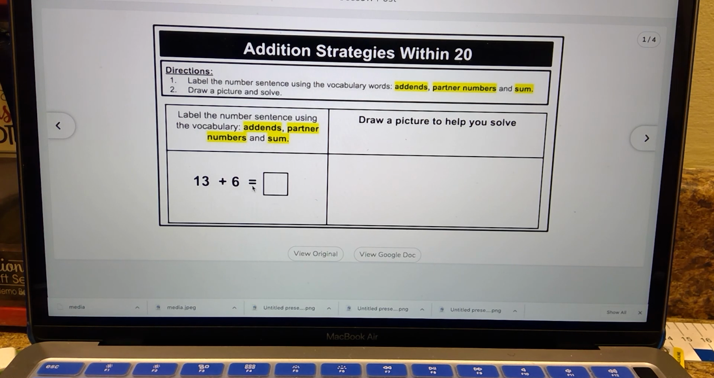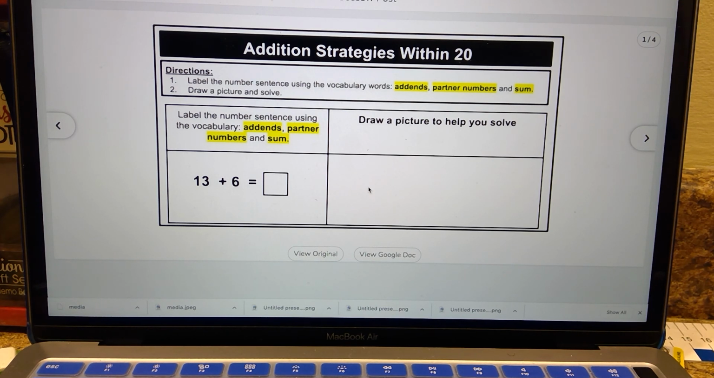And you're going to do the same thing we did in class yesterday and the same thing we did in class today. We're going to label our vocabulary words. And then we're going to come over here, draw our pictures out. It would be great if you had 2 different crayons or 2 different markers or 2 different color pencils. But I know most of us don't have them right now. So no worries. Go ahead and use a pencil and show how to display 13 plus 6.